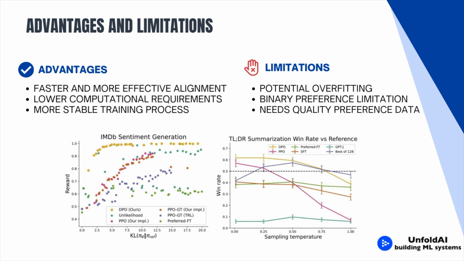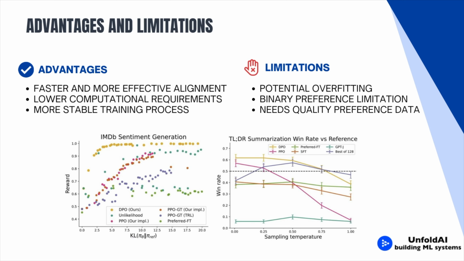So we can examine these experimental results comparing DPO with other methods, particularly PPO, which is proximal policy optimization. PPO is the standard reinforcement learning algorithm used in RLHF, designed to improve the model's behavior gradually while preventing too drastic changes in each training step. That's why it's called proximal.